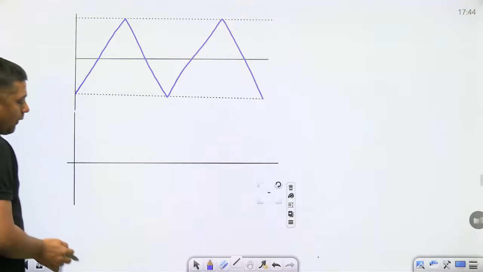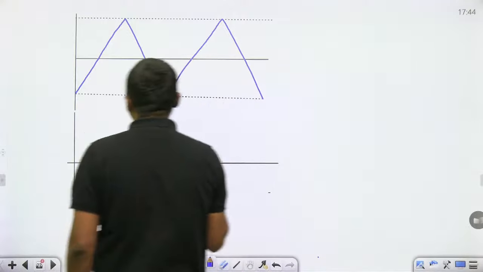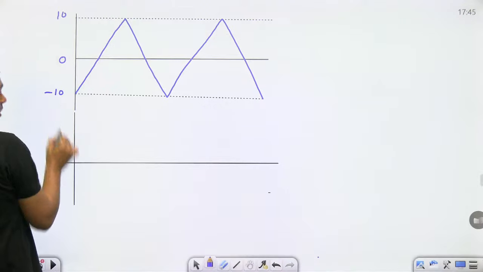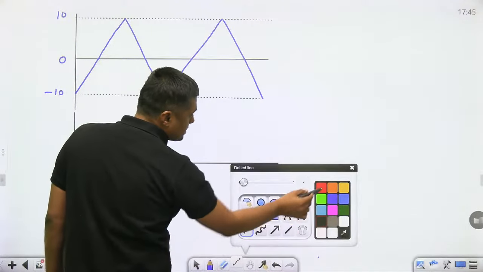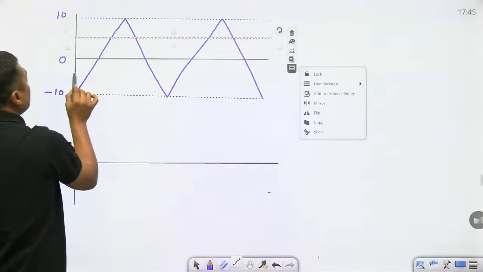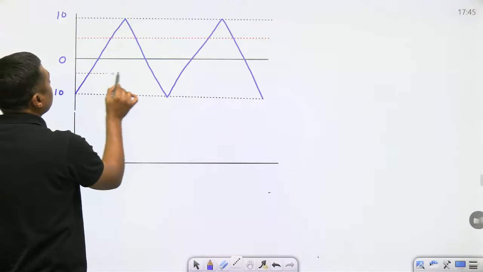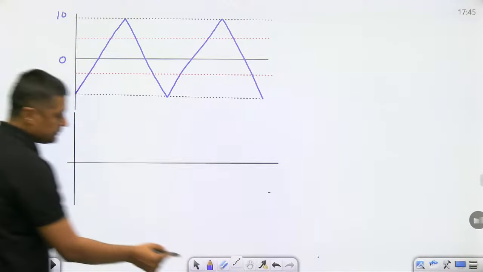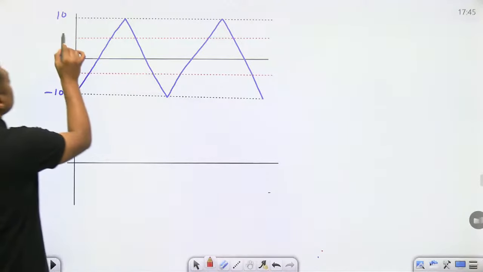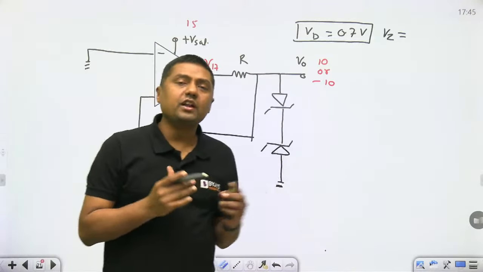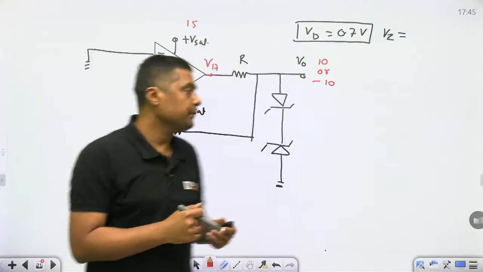Right. Now, what are the threshold levels, plus 5 and minus 5? So this is 0, this is 10, this is minus 10. When it will cross the plus 5, this is the 5, there is a change in the output. When it will cross the minus 5, there is a change in the output. This is the plus 5 and minus 5 threshold level. For this diagram, already I have said, when the input is highly negative, what is the output? When the input is highly negative, output is positive.